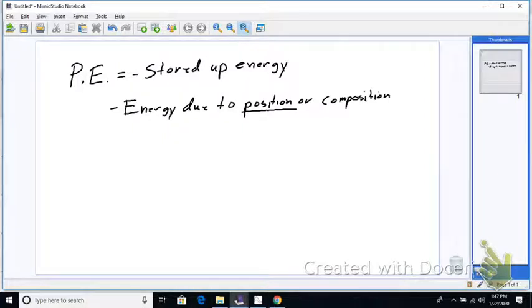Okay, you've got something at the top of the hill, or top of a cliff, or top of a building. It's got gravitational potential energy due to its position. Okay? Now composition is more what we're going to be dealing with. So composition is how it's composed. And those bonds that hold them together, it takes energy to take them apart. But when you reform bonds, you get energy out.